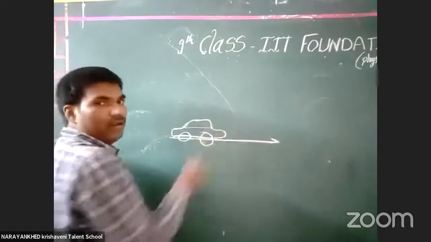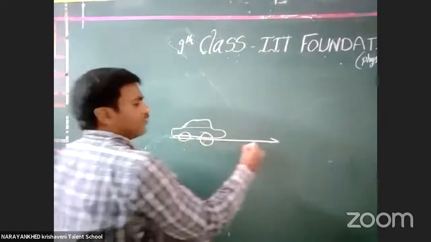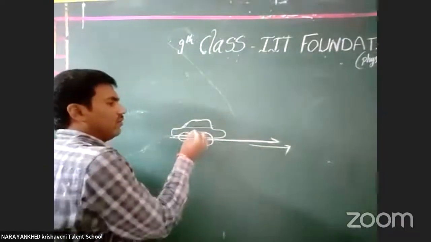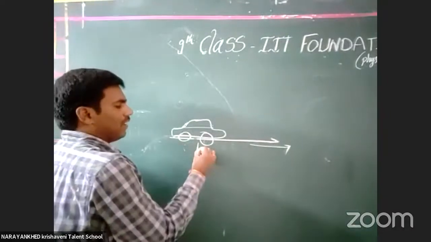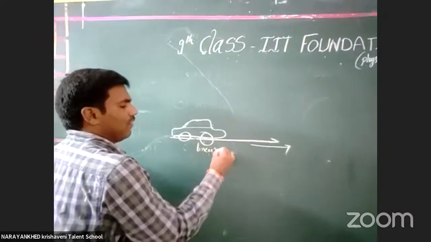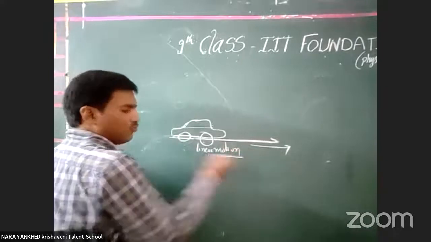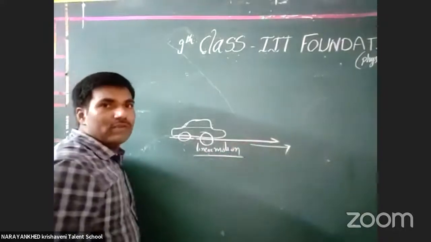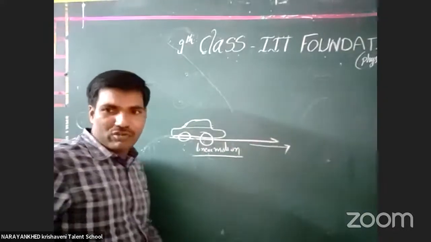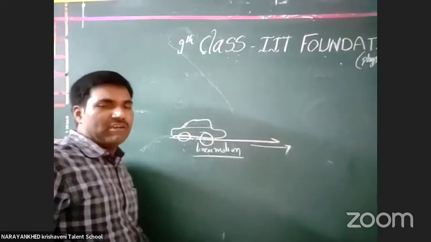You know very well when the body is moving along a particular direction, at that time it is called linear motion. It is called linear motion because the body moves along one line. That's why we call it linear motion or translatory motion.